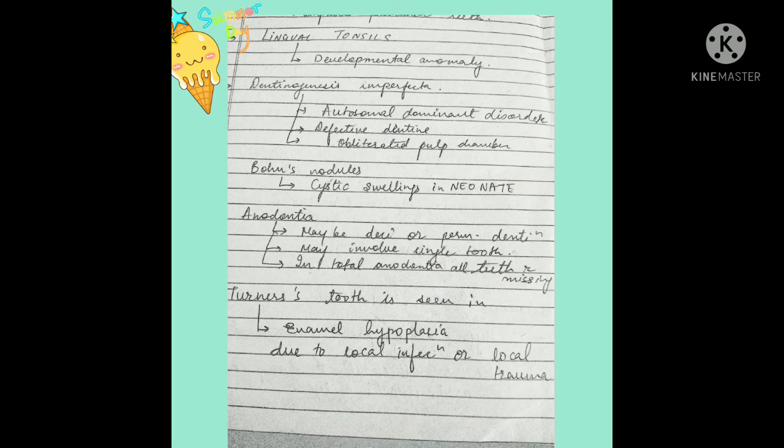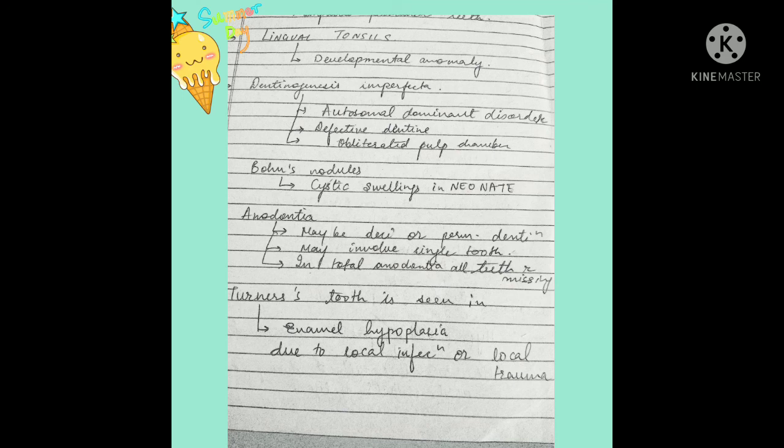So the next question is anodontia. You can find anodontia in deciduous teeth or permanent teeth as well. It can happen in both cases. Anodontia may involve a single tooth or multiple teeth. Single tooth anodontia is there and multiple tooth anodontia is also there. Anodontia is basically absence of teeth. There are cases where there is a complete loss of all teeth, completely missing teeth. It is called total anodontia.